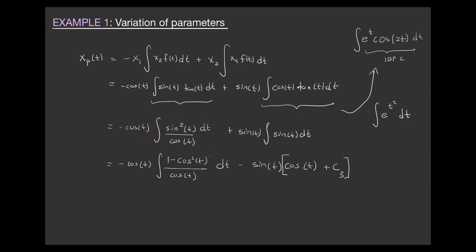Now notice that I rewrote sine squared as 1 minus cosine squared. That's just because sine squared t plus cosine squared t is equal to 1, and of course, you can just subtract the cosine squared. Then you divide by the cosine. You get secant of t minus cosine of t dt, which gives you two integrals to do.